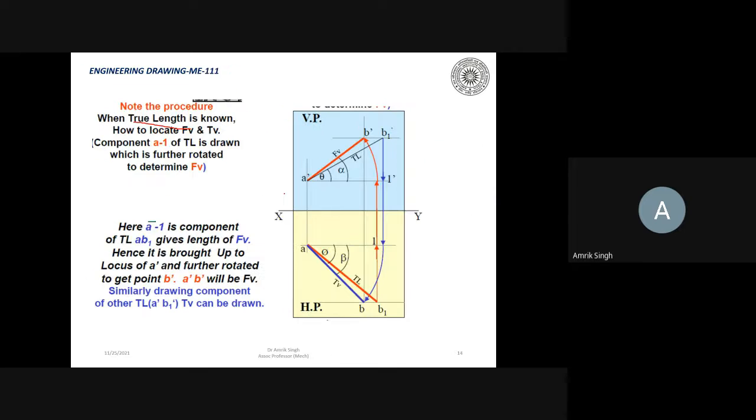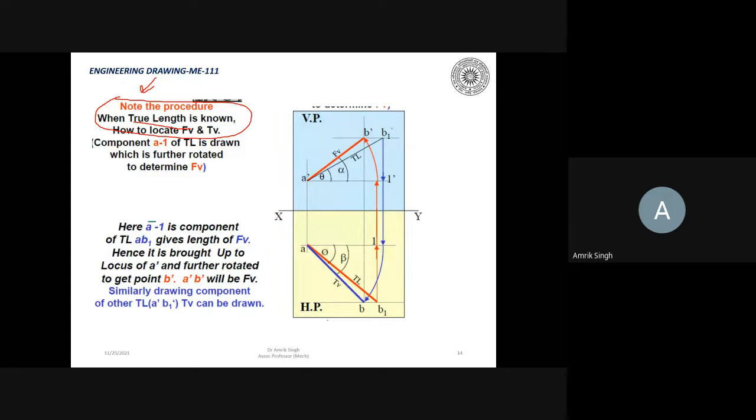So here it is different. When the true length is known, how to locate the front view and the top view? So this is the procedure. This you note it down. Okay? So how to do this?